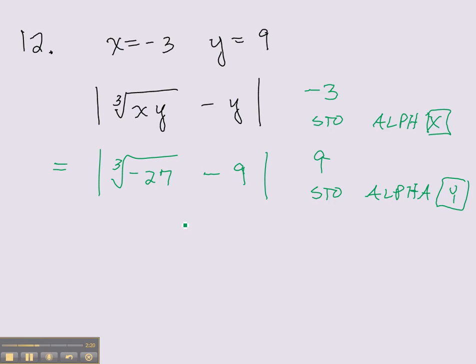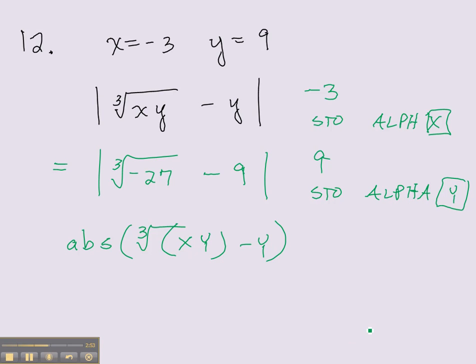If you go to math, I think it's math number. Math number will get you ABS. Then you can type in, let's see, I even think math 4. Math 4 will get you the cube root sign. Then you can type in xy minus y, close for the absolute value sign, and you'll get the answer. I think it's 12.